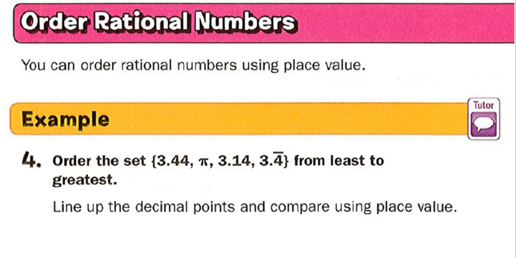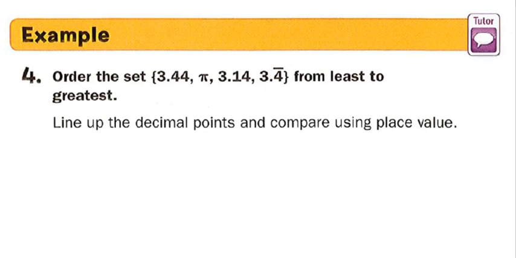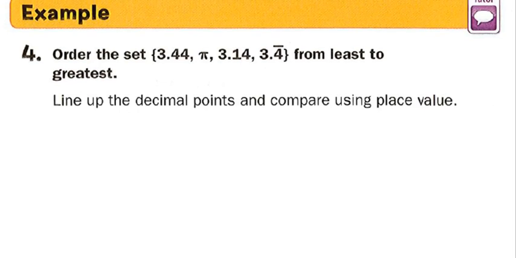All right, next up we're going to put these rational numbers in order from smallest to largest in this next example, which is tricky sometimes because, as we said, they don't always have the same appearance. They're not always in the same form. Number 4 says order the set 3.44, pi, 3.14, and 3.4 repeating from least to greatest. Now, this is kind of a trick because this is a lesson on rational numbers and they included pi in there, which is an irrational number, but we'll roll with it. Doesn't really make sense, but hey, oftentimes life does not.